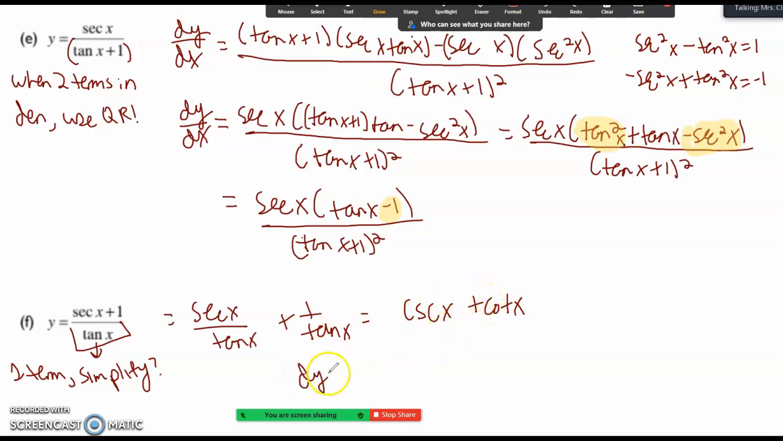And then when I actually take the derivative of that, I can think of this as negative cosecant x cotangent x minus cosecant squared x. And you could leave it like that. It depends on how far it wants it simplified, or you can make it like a multiple choice.